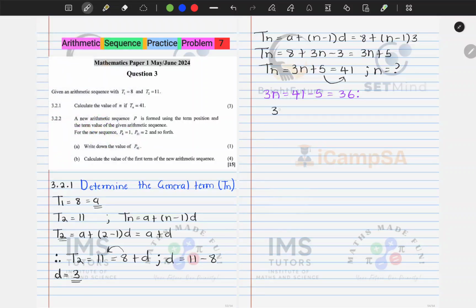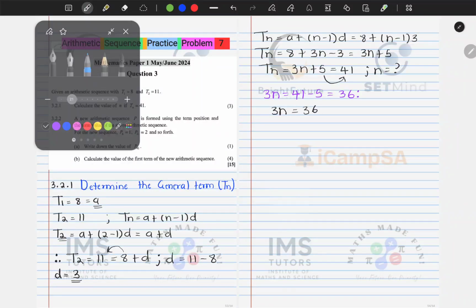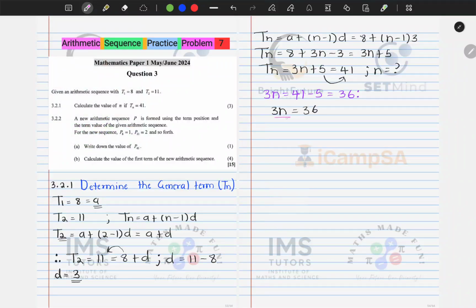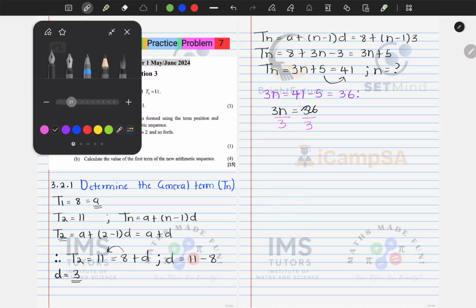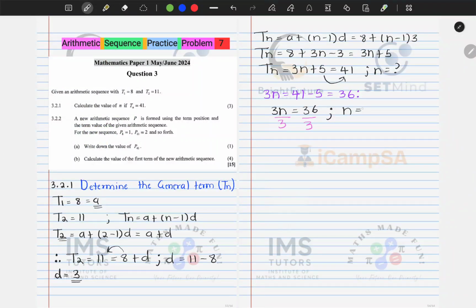So what we end up having is 3n equaling 36, and we know that we are looking for n, not 3n, so I'll need to divide by 3, such that we find n as 36 divided by 3. And when you divide 36 by 3, the answer which you get is 12. So therefore, n equals 12. That is what they were looking for.